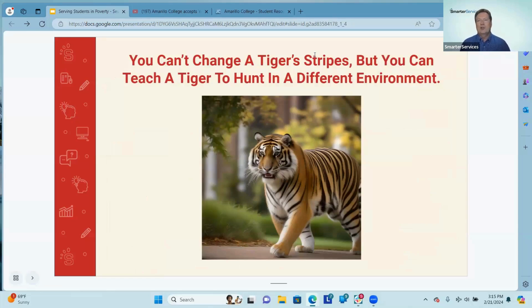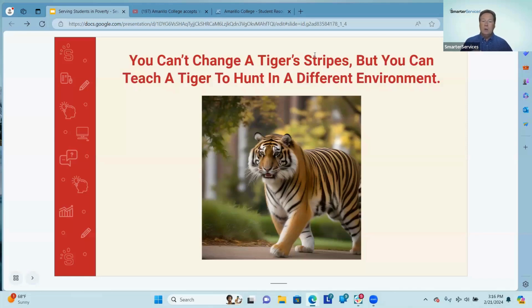Those of you who have been SmarterMeasure clients for a while probably have heard me say, you can't change a tiger's stripes, but you can teach a tiger to hunt in a different environment. And that's a very important concept in what we're talking about today, that the purpose of this conversation, the purpose of understanding this framework so that we can help students is that we are not trying to change a student. We value that student, regardless of which one of those social economic strata they come in. We're not trying to change that student. We're trying to help that student understand how a student like them can be successful in higher ed.